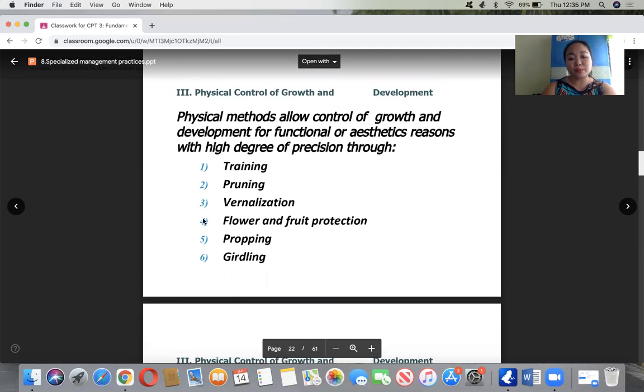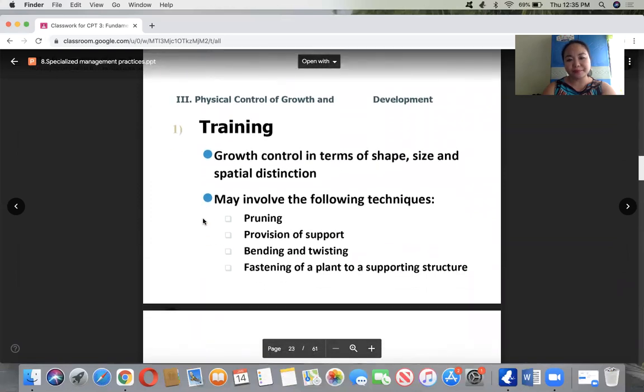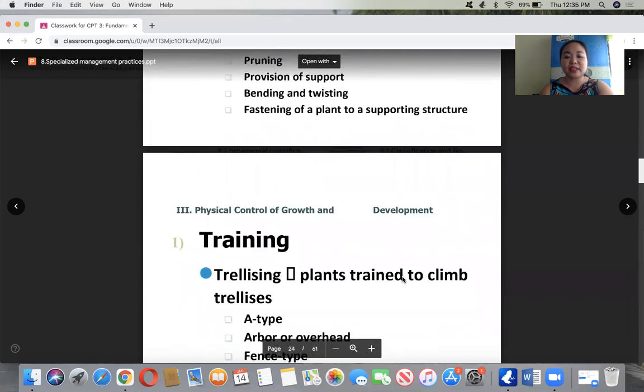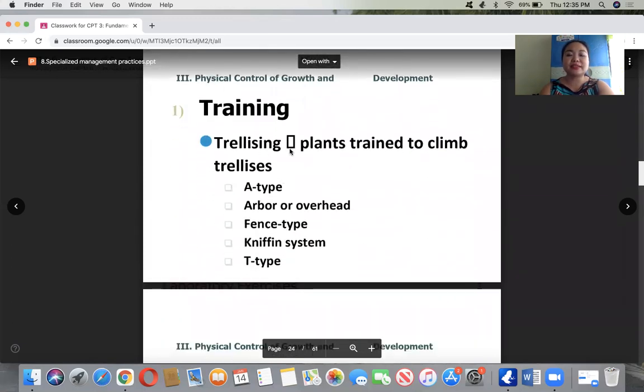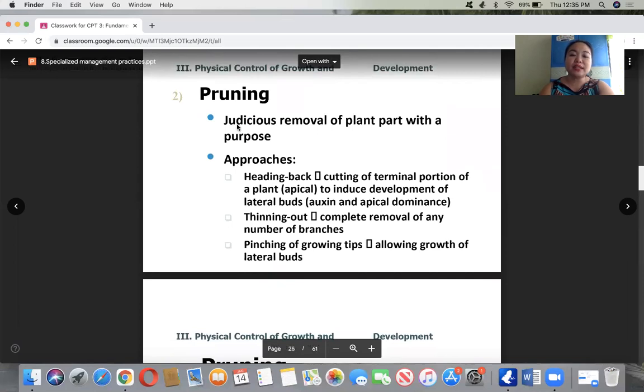Among these, we're going to talk about them one by one. Growth control is training in terms of shape, size, and spatial distribution. This will involve pruning, of course, we know what pruning is, and provision for support, like putting poles beside it, bending and twisting, and fastening of the plant to a supporting structure. Another way of training is also trellising. Plants are trained on trellises using the A-type, arbor or overhead, fence type, Niffen system, T-type, and there's a lot more.